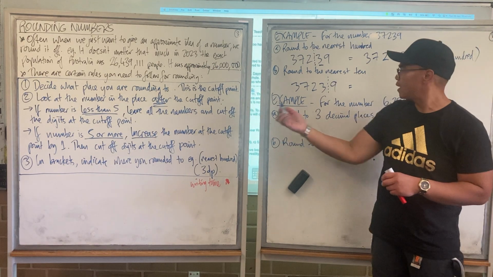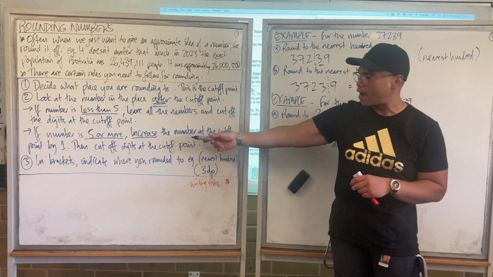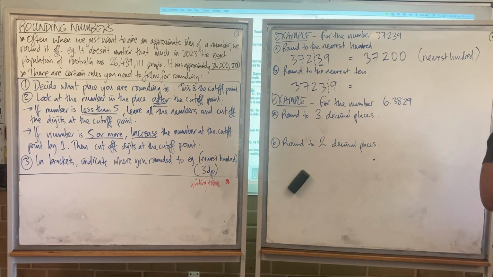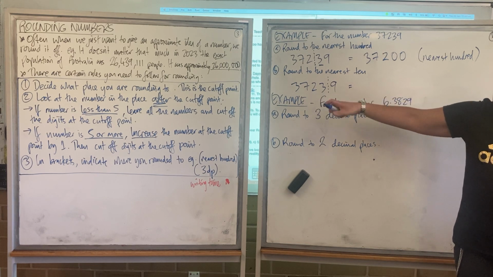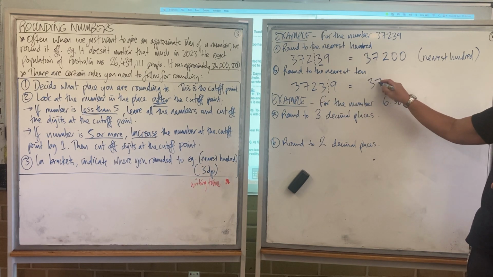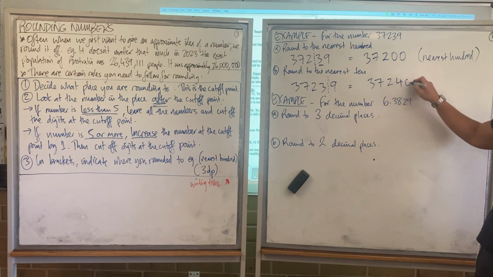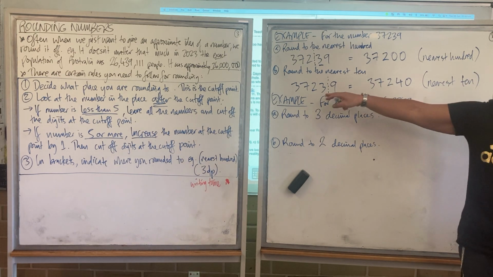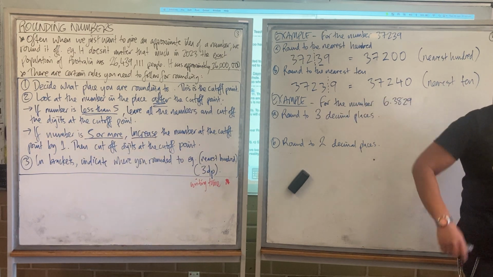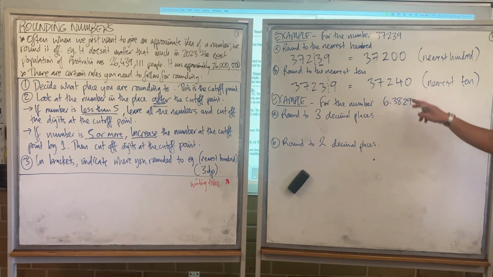If the number after the cutoff point is 5 or more, what do I do with this 3? Increase it by 1. So it's going to be 3, 7, 2, 4, 0. What did I round to? The nearest 10. Does that make sense? Is 39 closer to 40 or is it closer to 30? Closer to 40, so that's why it became that.